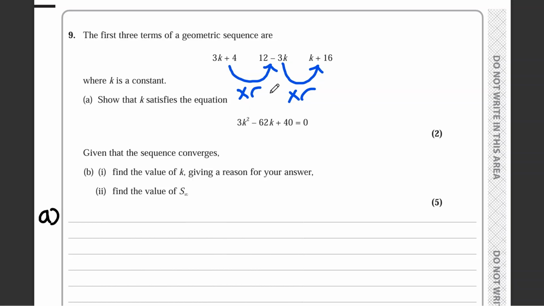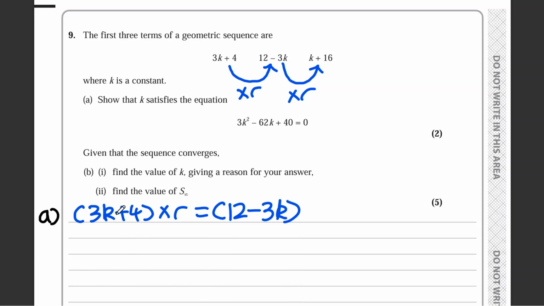Well, the easiest way to do this is if we look at getting from the first term, 3k plus 4, to the second term, 12 minus 3k, we multiply it by r here. So it's going to be this 3k plus 4 multiplied by r is equal to 12 minus 3k. If you divide both sides by this 3k plus 4 here to bring it onto this side, you get that r is equal to 12 minus 3k over 3k plus 4.